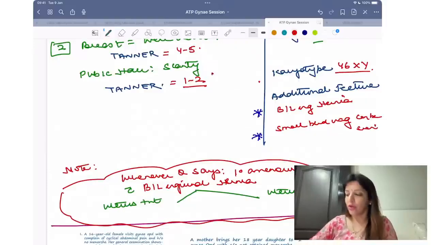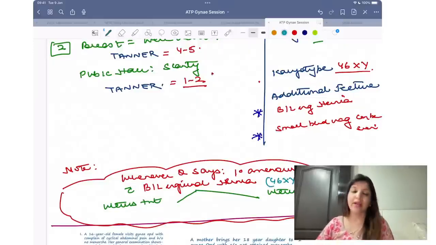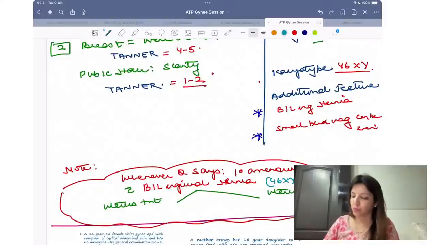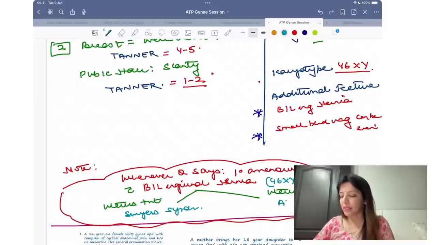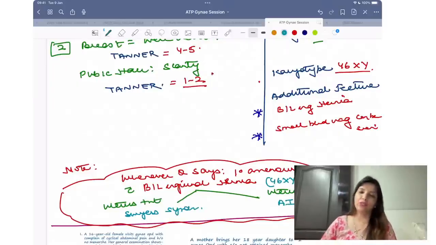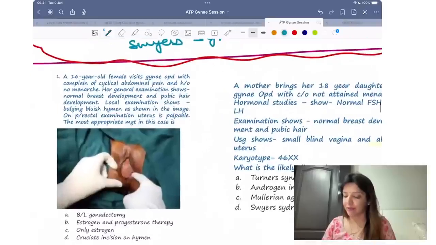As I told you, whenever your question says primary amenorrhea with bilateral inguinal hernia, you have to think about 46XY. 46XY में uterus present means Swyer's syndrome. Uterus absent means androgen insensitivity syndrome. ठीक है? Now let us see a few questions which have been asked in your exam.